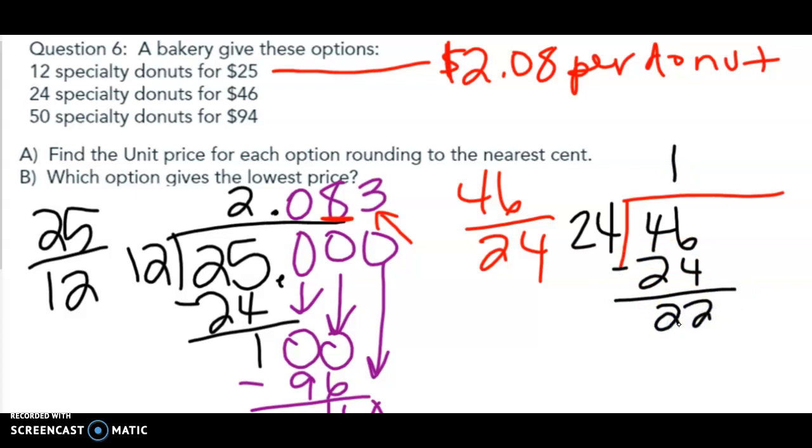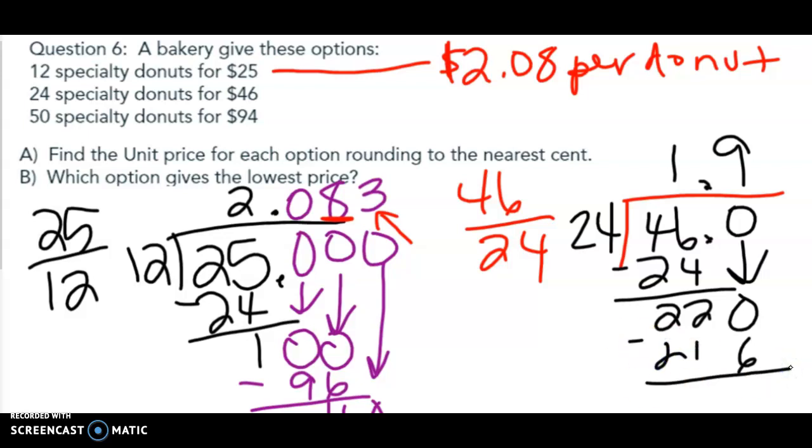So now I want to keep dividing. I need 2 things. I need a decimal and I need a 0. I can bring that 0 down. 220. I'm going to say that's about 9 times, and I'm going to go ahead and multiply. 9 times 4 is 36. 9 times 2 is 18, and 3 more, 18, 19, 20, 21. And I'm going to subtract. I'm going to have to borrow. And I have 4 left over.